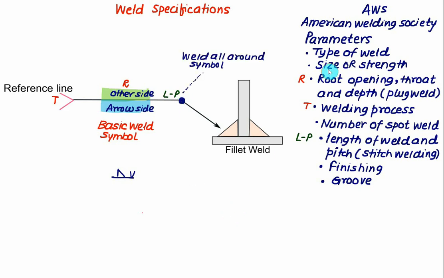In the case of resistance welding, you have to show the size or the strength of the resistance weld, that is represented by S, and this you have to use on the top of the reference line. And how many spot welds we want to do, that is represented by N. That number you have to write down at the bottom of the reference line. The information about the finishing, which is represented by F, and the groove angle is A, that you have to write down on the top side of a reference line. So F represents finishing and A represents the groove angle. So this is called the weld specifications.